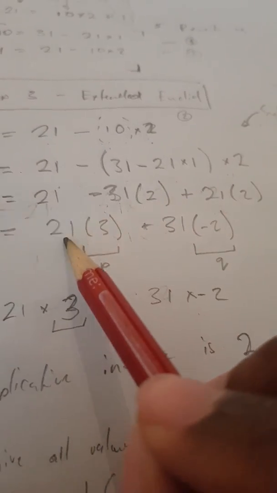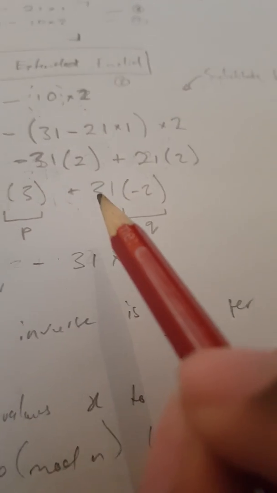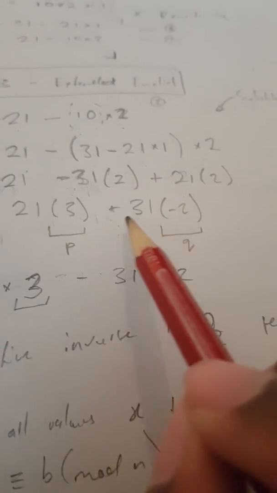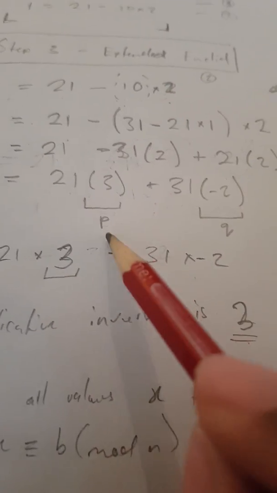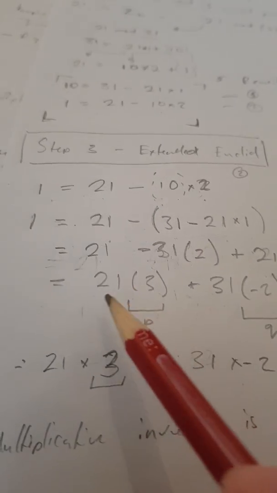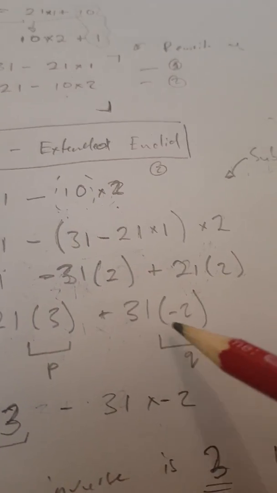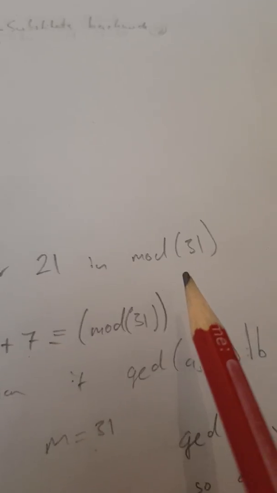So this is the same as 21 times 3, because we are adding the multipliers, plus 31 times minus 2. We just flip it because we want a positive number to represent this, because these numbers are positive, we want to represent them as positive. So here we have our multiplicative inverse of 21, which is 3, and the coefficient for 31 is minus 2. So we say the multiplicative inverse is 3 for 21 mod 31.